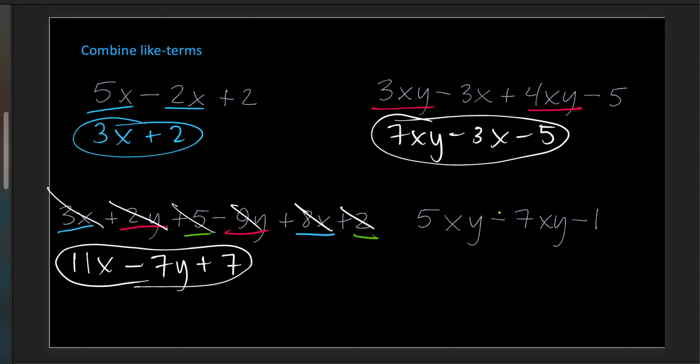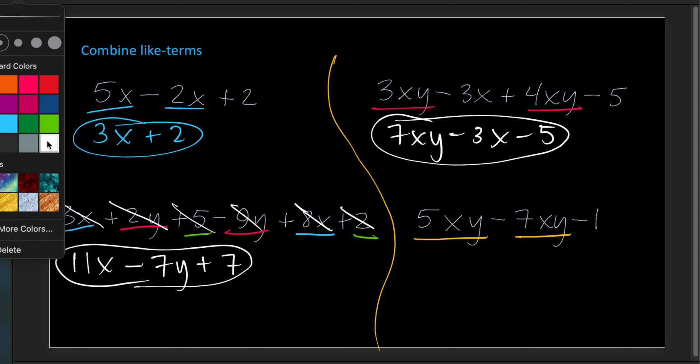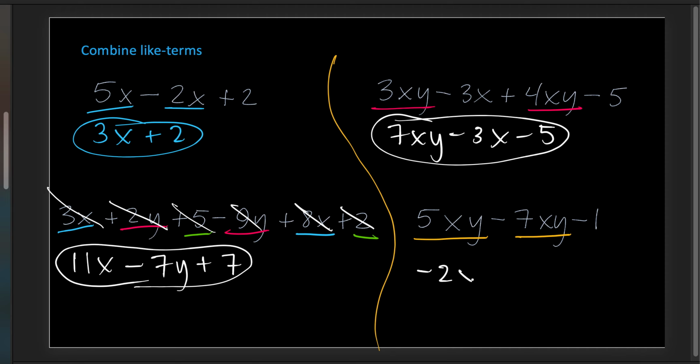For this one, 5xy minus 7xy minus 1. We have xy terms that are alike, then we have a number. So we can combine those xy terms. We have 5 of them minus 7 of them, so that's negative 2xy, and also the negative 1 is part of it. And that's it because we have a number and we have an xy term, and they are unlike. I hope that makes sense, okay.